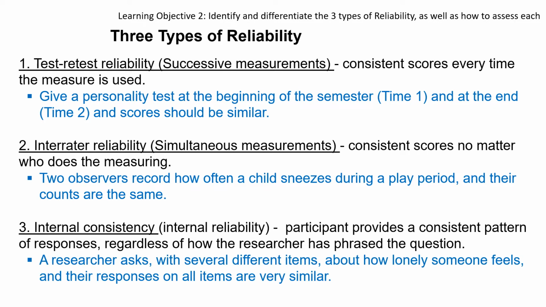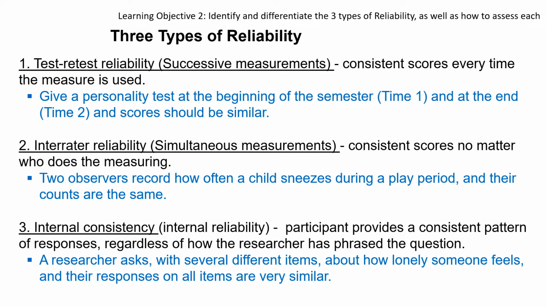And then the final one doesn't have reliability in it, but it has consistency in it, because remember, reliability is the consistency of a measure. This is internal consistency. That is where internal reliability is another way to say it, where a participant provides a consistent pattern of responses regardless of how the researcher has phrased the question.